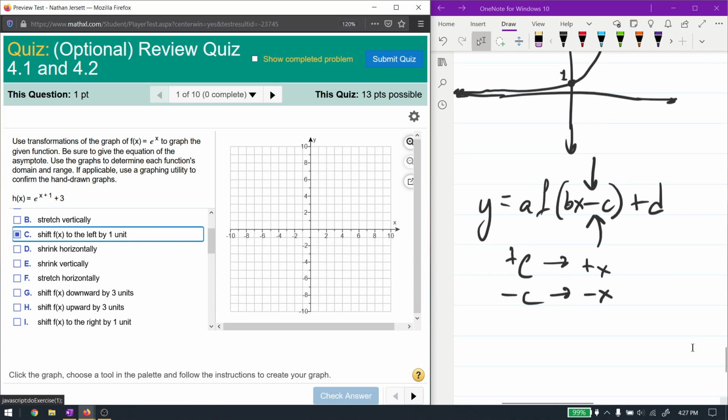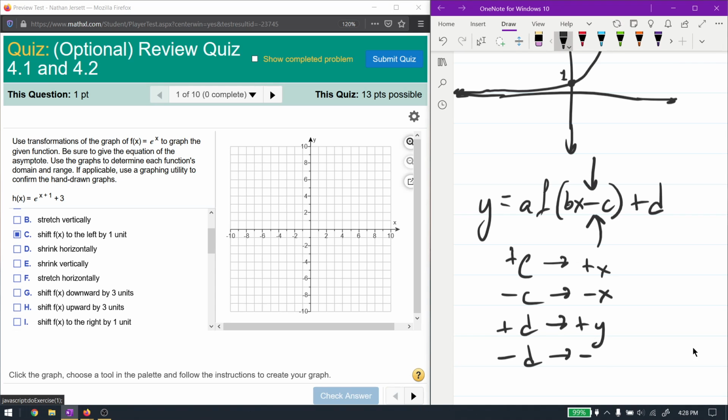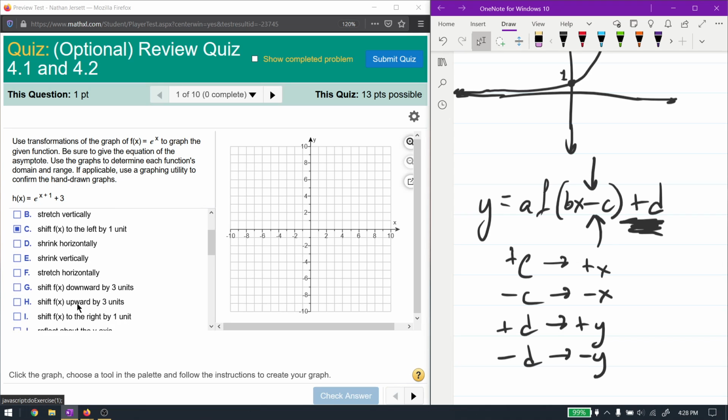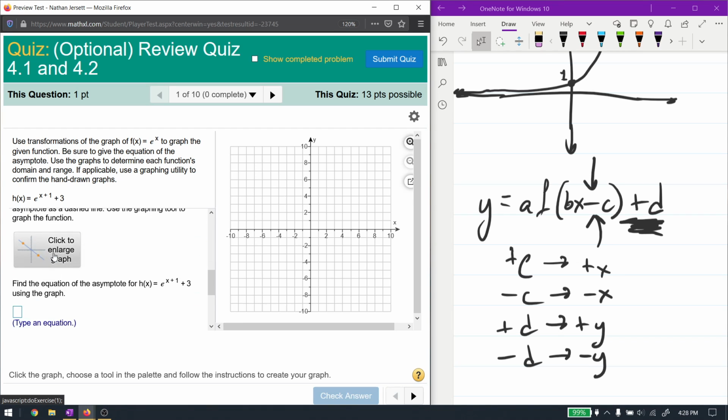And then d works how you'd think. Positive d goes to the positive y direction, negative d goes to the negative y. And this one is the exact same because we're adding here. So if we have plus 3 like we have here, we're going to be going up 3 units. So that one works the way that you think it should work. It's the innermost one that works kind of opposite of how you think it should work. We're going to shift f of x upward by 3 units.